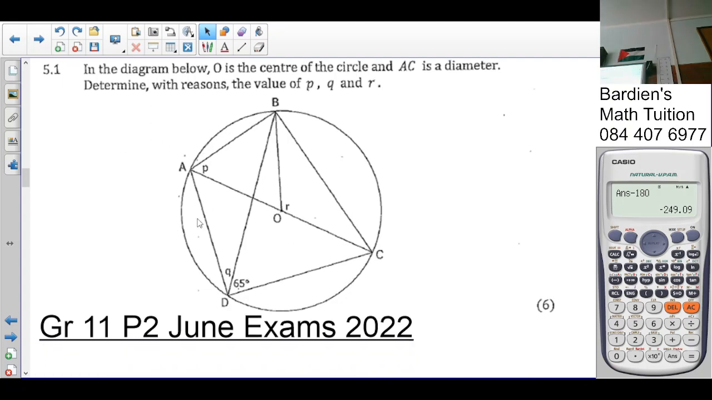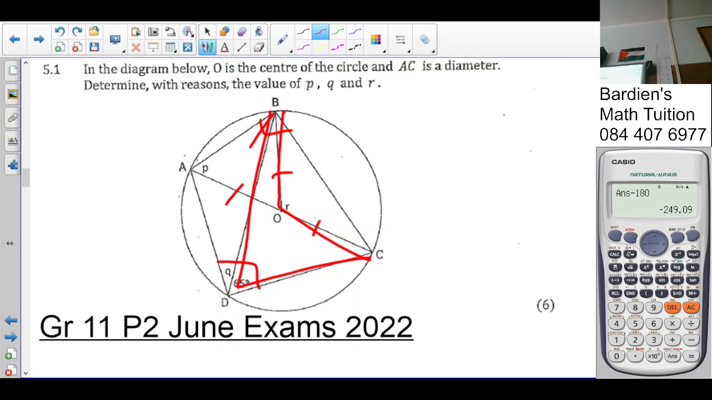So in 5.1 we are told in the diagram below, O is the center of the circle and AC is the diameter. So if AC is the diameter, then of course that angle is 90, that angle is 90, and many other things we can conclude from it. It's your diameter and so on. Then we have also angles at center is twice the angle at circumference, which is there, and angle at center is twice the angle at circumference there as well.